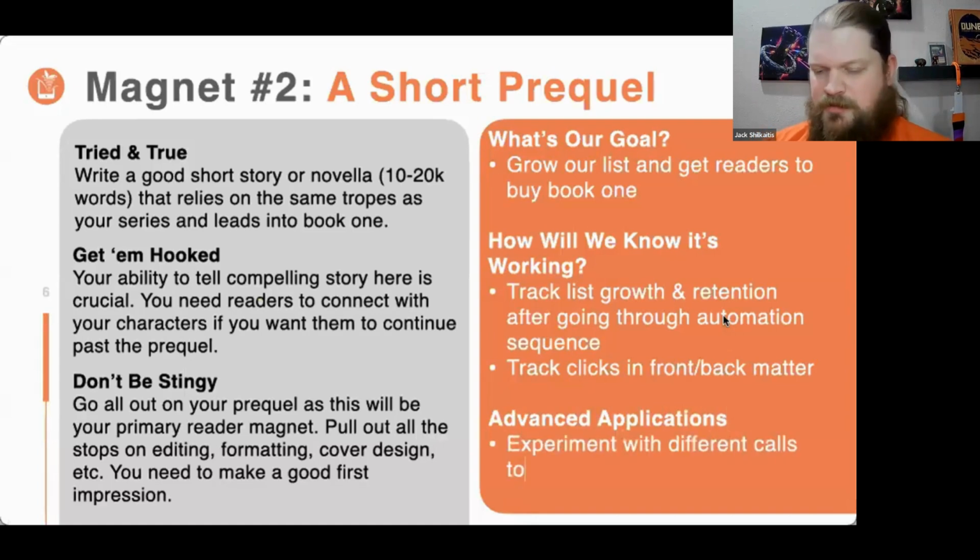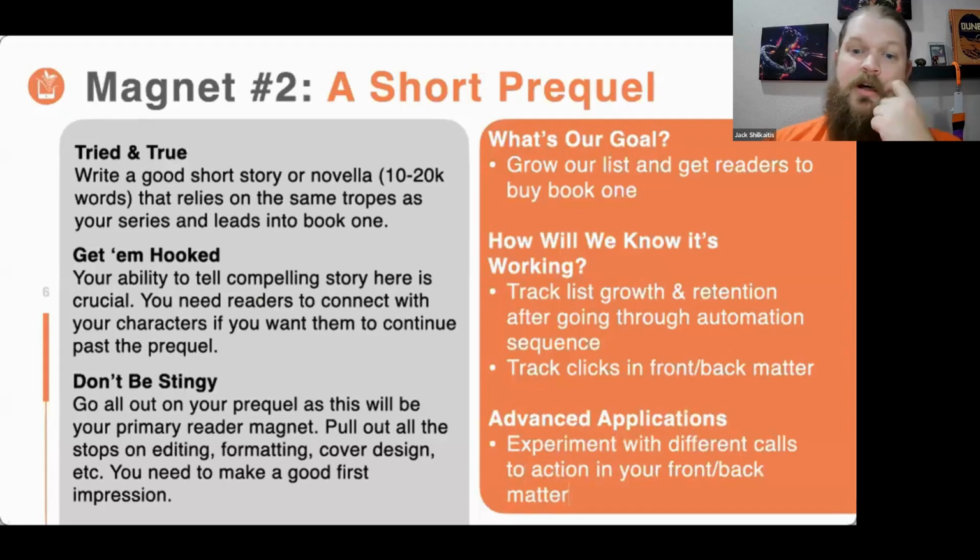Now, some advanced applications here would be experimenting with different calls to action in your front or back matter. So, for example, if you have an omnibus, let's say you have a trilogy. Let's keep it simple. You have your reader magnet, and you may want to test having one version of your reader magnet that points them just to book one. And if you have an omnibus that's all three books, you might want a different version of your reader magnet that points them to the omnibus and see how that converts.